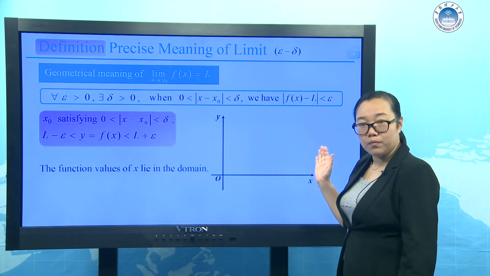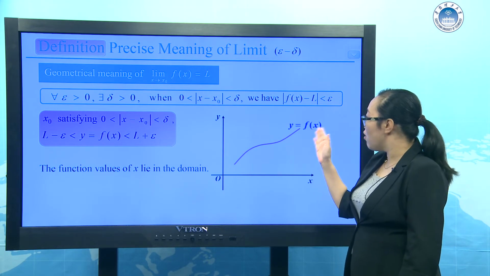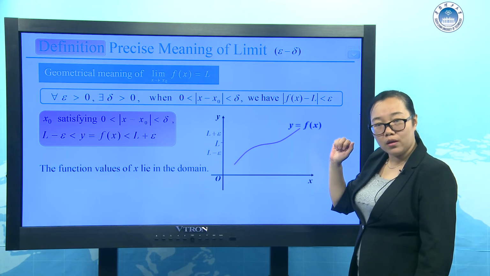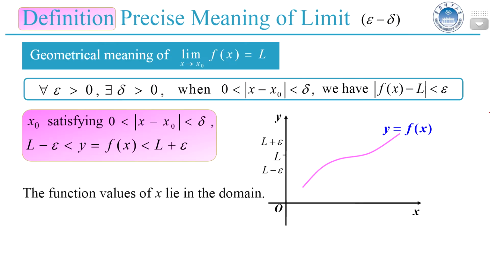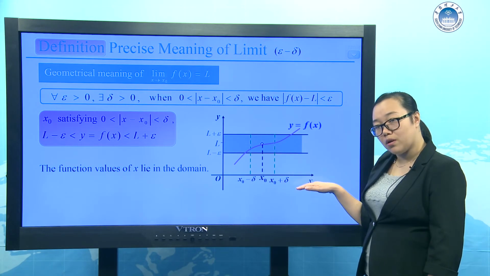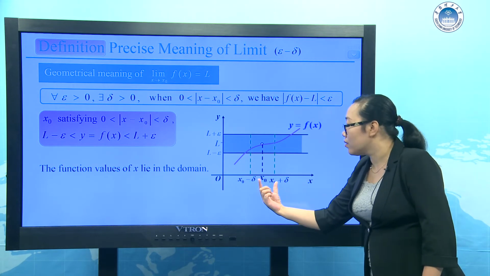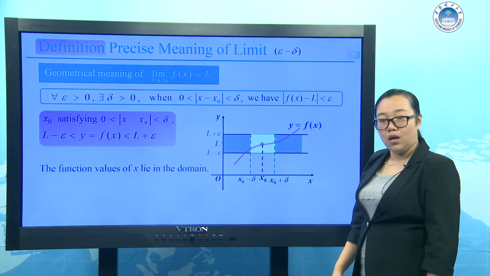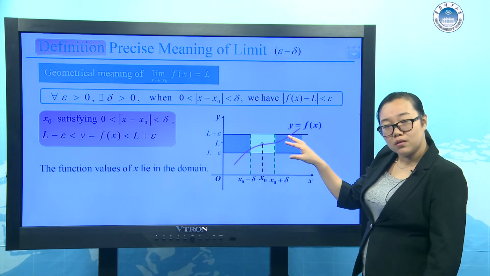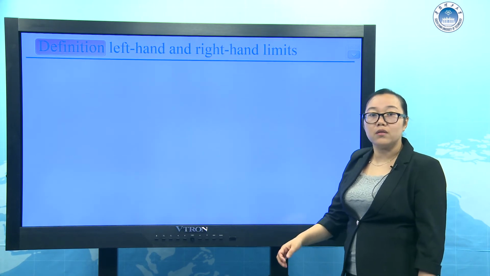Look at the figure. The pink curve is y equals f(x). This is our L, with the corresponding L minus epsilon and L plus epsilon. We can draw the corresponding lines in the figure. How about x? This is the fixed point x0, with x0 minus delta and x0 plus delta. X is changeable in these two open intervals. As x changes, all the function values lie in this interval. Try to understand the figure.